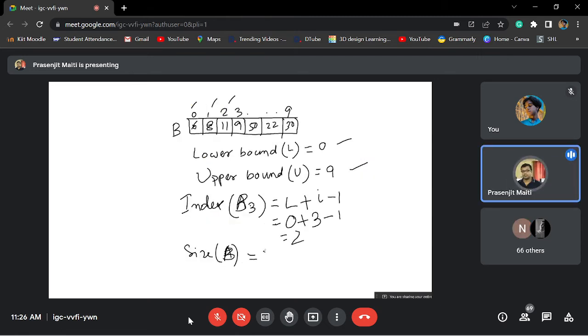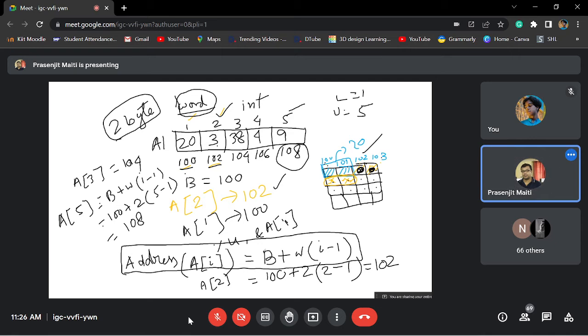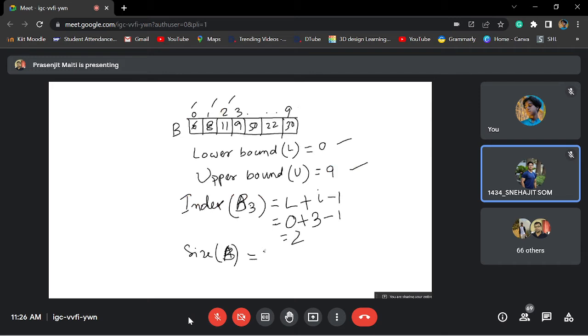L minus U or U minus L? U minus L plus 1. L is smaller than U, so U minus L plus 1. Using this we can find out the size of the array.